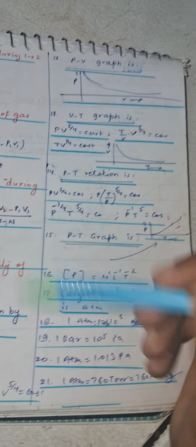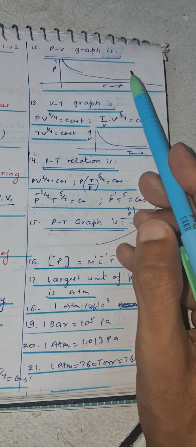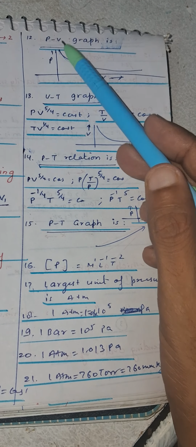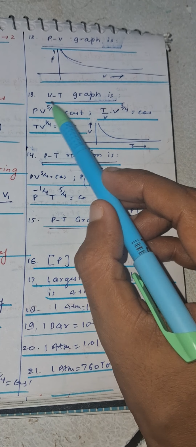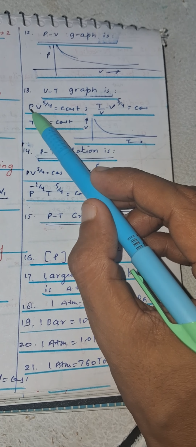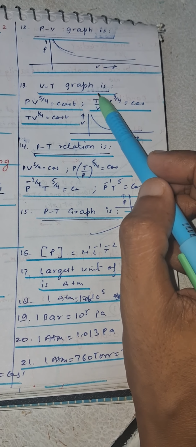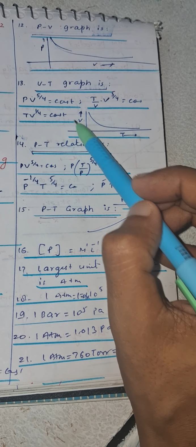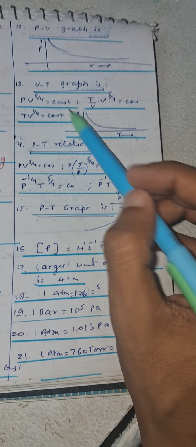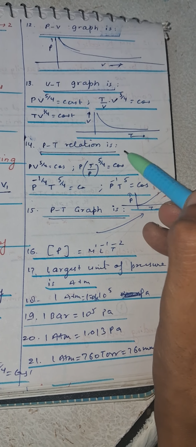Next is the PV graph. Since this coefficient is positive over here, with increase in volume, pressure will decrease, as we can analyze mathematically. So the graph will be like this. Then we have the VT graph. The equation is PV raised to power 5 by 4 is constant. So we substitute P as proportional to T by V. So the relation is TV raised to power 1 by 4 as constant. So the graph will be like this. With increase in volume, obviously temperature will decrease, so it will have a shape like a rectangular hyperbola.